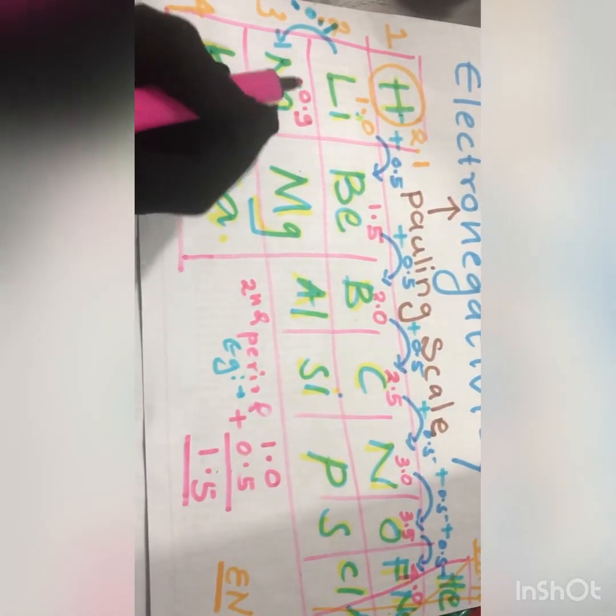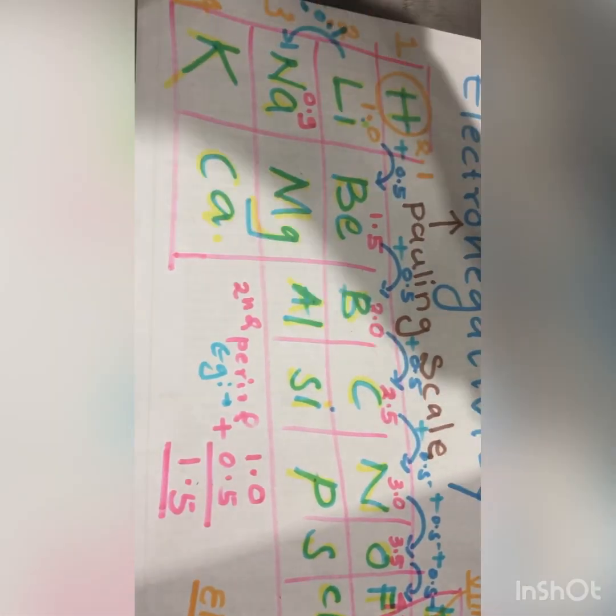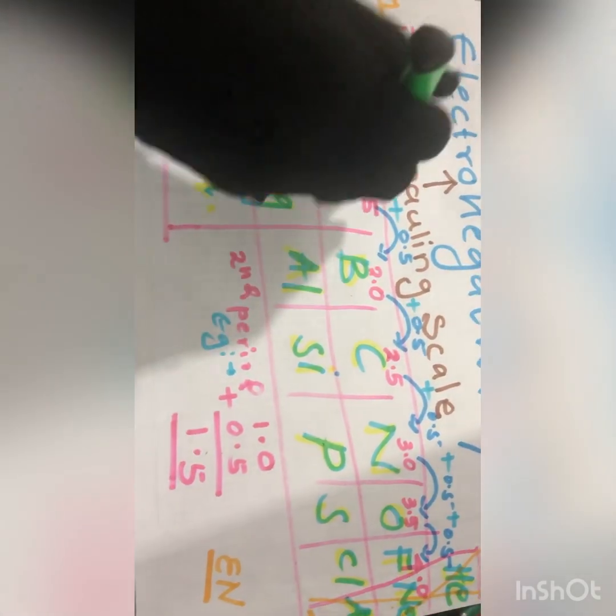So 0.9. Then here in the third period they are adding 0.3. The first time it was 0.5, but now here they are adding 0.3.